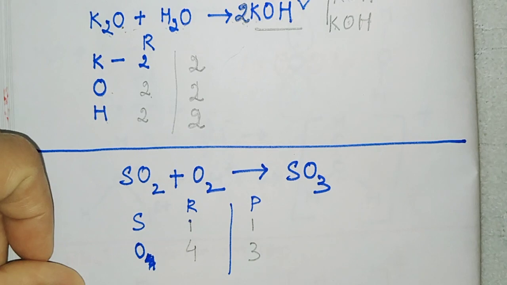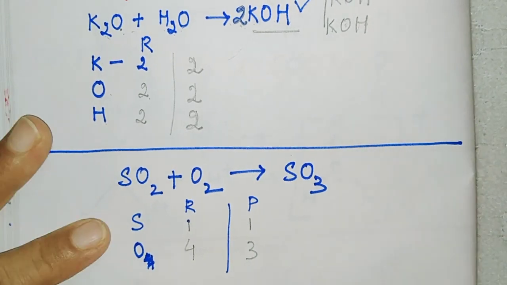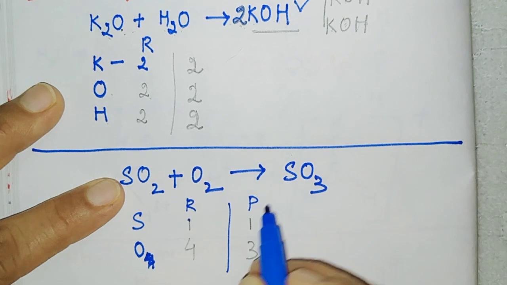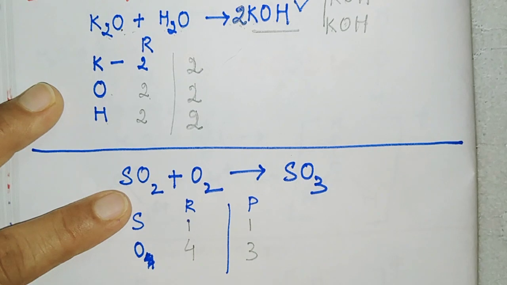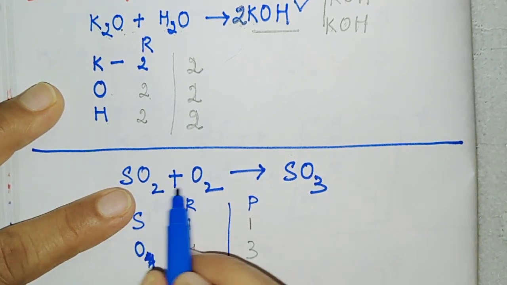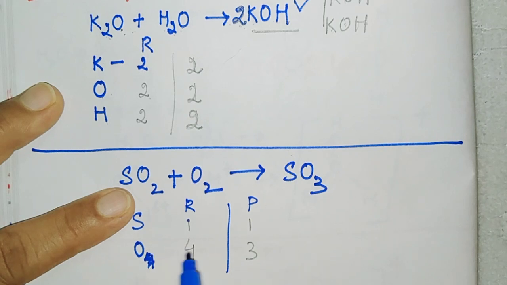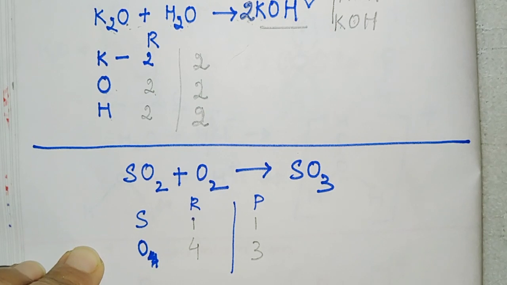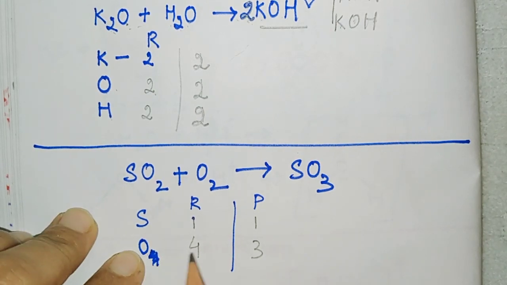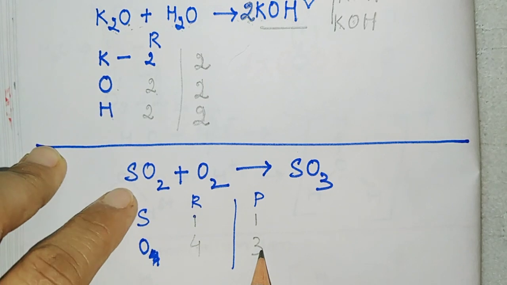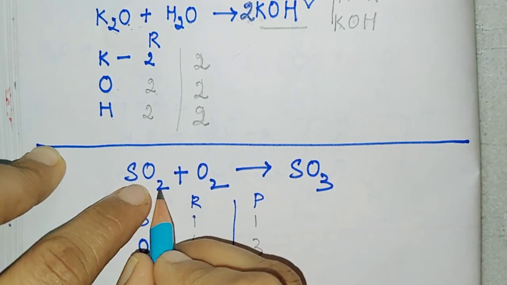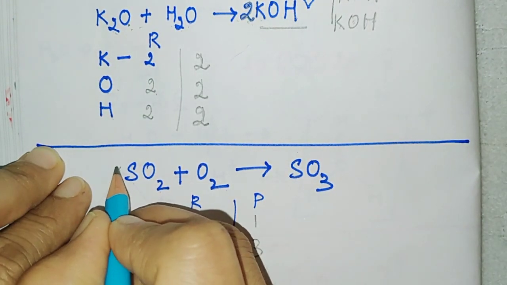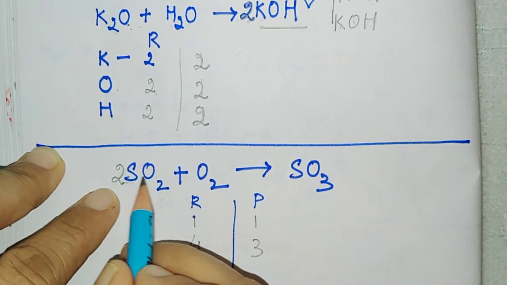Now how to balance it? See here, sulfur is balanced. Sulfur on the reactant side is 1 and on the product side it is also 1. Now how to balance this oxygen? Oxygen here is 4 and here it is 3. Now see, we will again use a pencil first. Sulfur is 1 and 1. Okay, oxygen is 4. Now we will multiply this by 2. This SO2 we will multiply by 2.